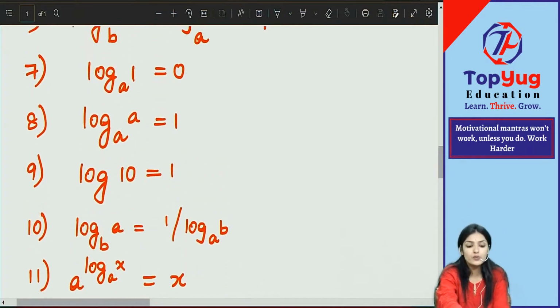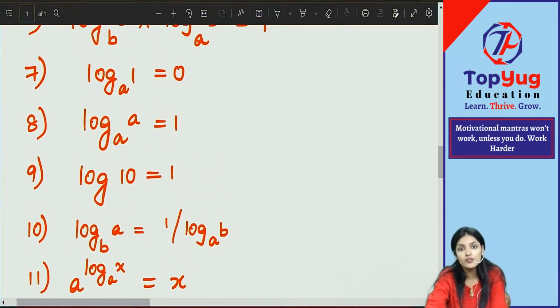Log 10 is always 1. Log 1 is always 0. Log 10 is always 1. Why log 10? Let me tell you. We have to usually take base as 10 if nothing is given. I repeat, if nothing is given as base, we have to take it as 10. Almost all the time.